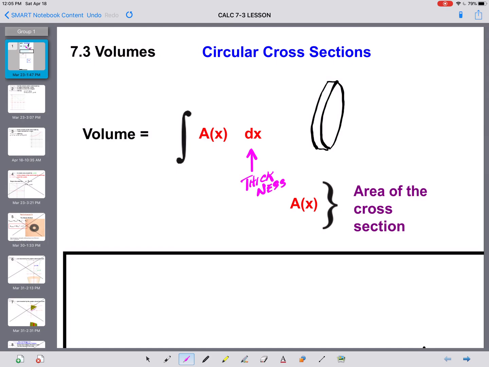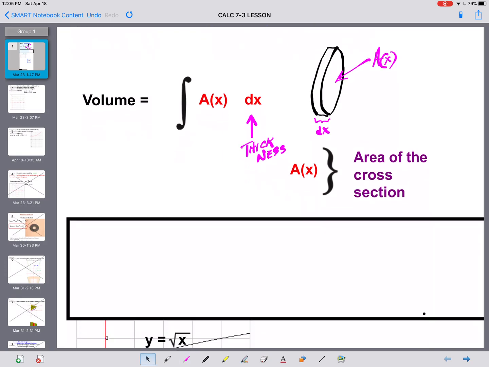Now, take a look at this little thing that I drew here. It's a very thin cylinder. This right here is its thickness. We're going to call that dx. This right here is its area. So if you take the area and multiply it by its thickness, you're going to get the volume. That's what we're going to do. Let's go do a problem on this, okay?